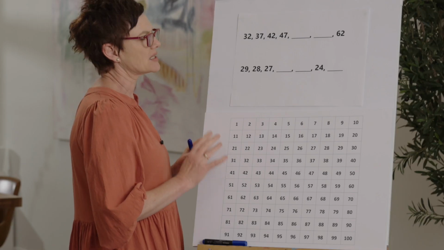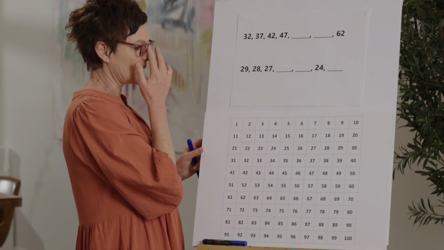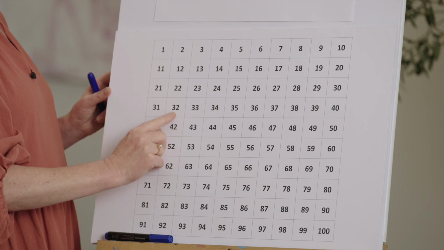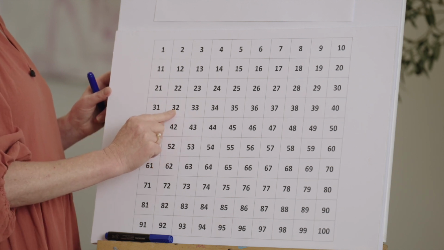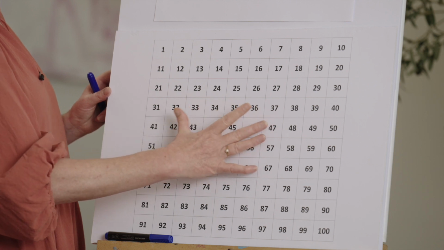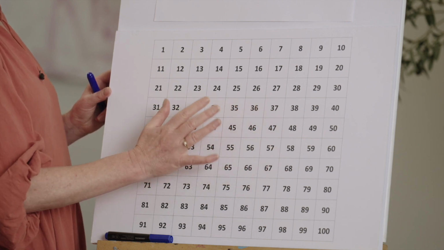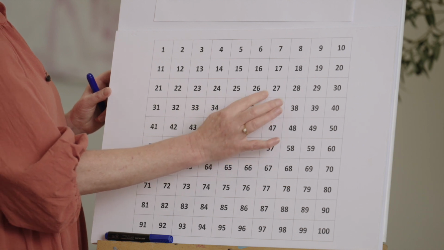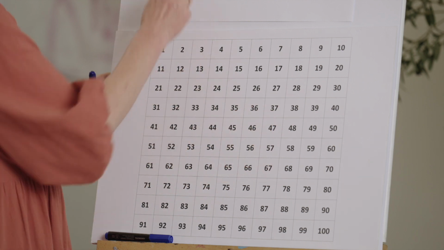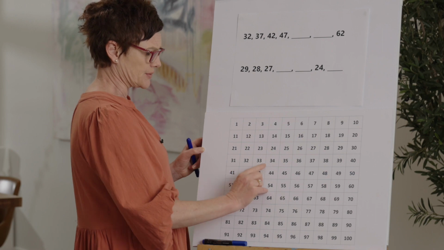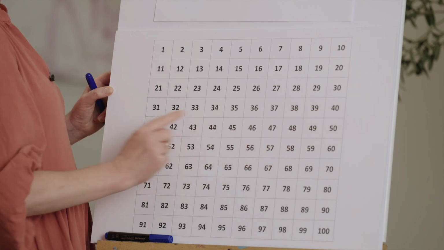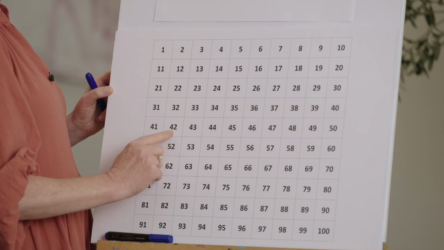Let's use our hundreds chart to help us find the mystery missing numbers. Let's start at 32, so I'll look along here for my 30s, and there it is, 32. Now, am I going backwards or forwards? I'm going forwards. 32 to 37. How many jumps? 1, 2, 3, 4, 5. Okay, 32 to 37 is 5 jumps. Let's see if that pattern continues. 37 to 42. How many jumps? 1, 2, 3, 4, 5.